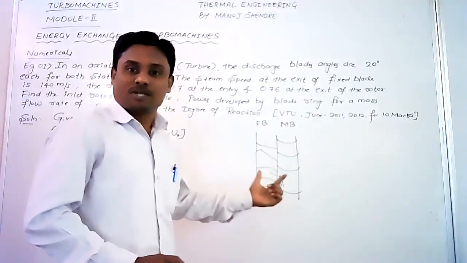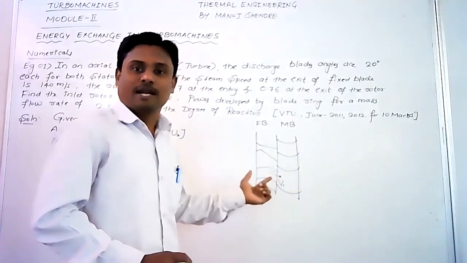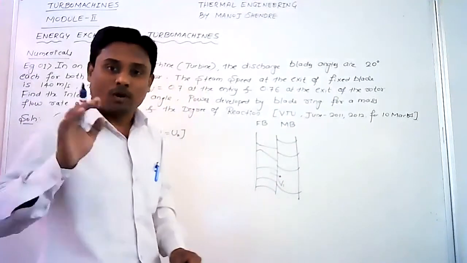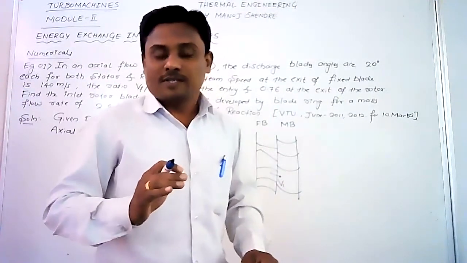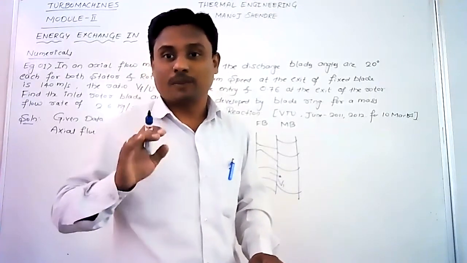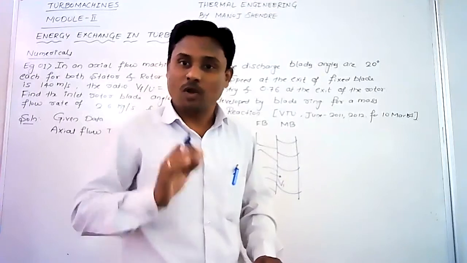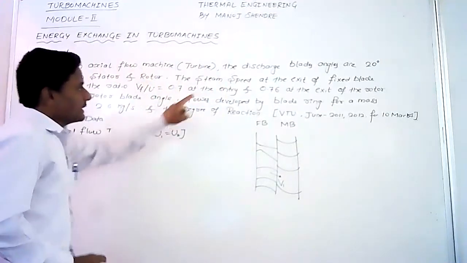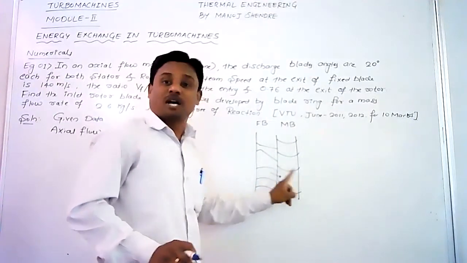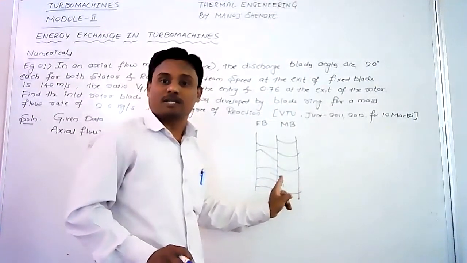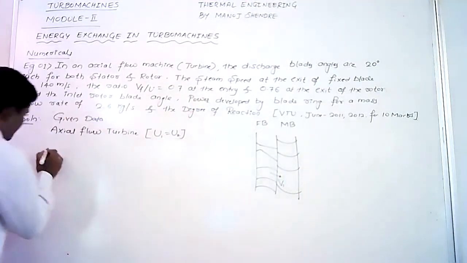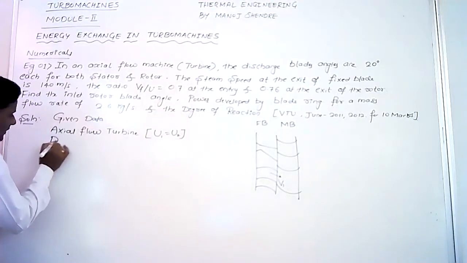V1 is the exit velocity from the fixed blade, or the velocity at the entry of the moving blades. So that is V1. Remember, V1 always makes an angle alpha 1 with respect to horizontal. So, discharge blade angles. V1 is the discharge velocity from the nozzle or the set of fixed plates. So, we can take alpha 1, the discharge blade angle for the stator.